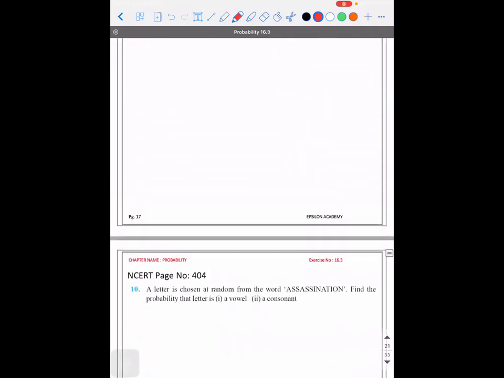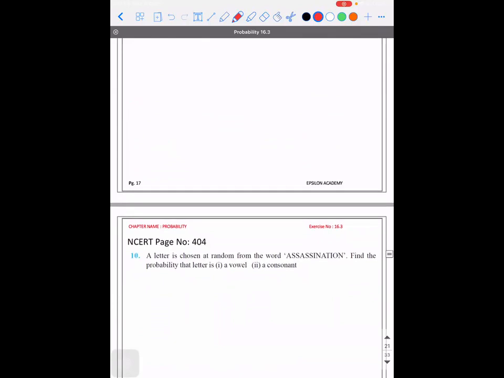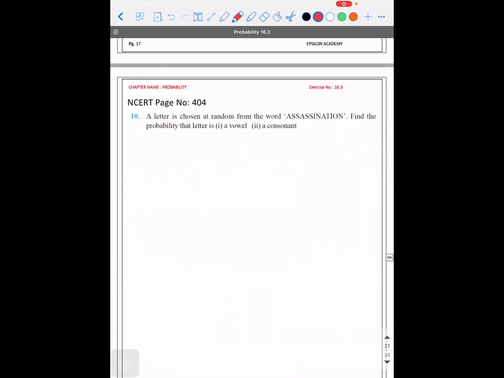Moving on to the next one. This is a good one. A letter is chosen at random from the word assassination. Find the probability that the letter is a vowel. So number of elements in the sample space is how much? 13, sir. Yes, it is 13.